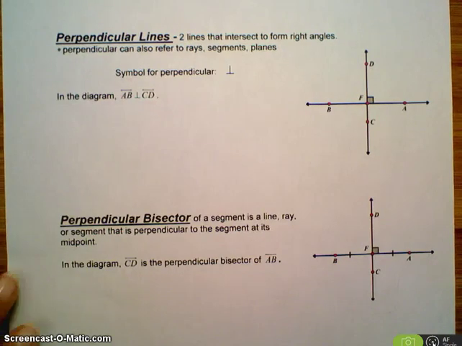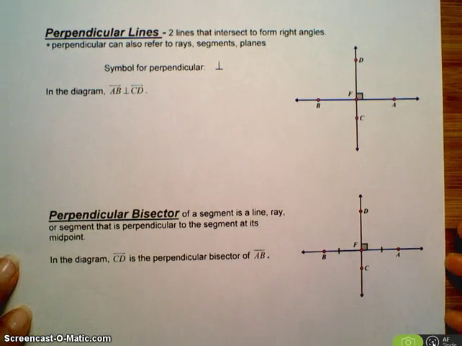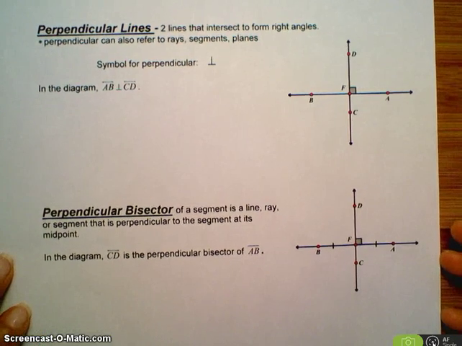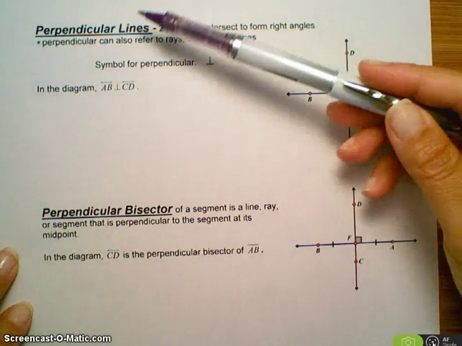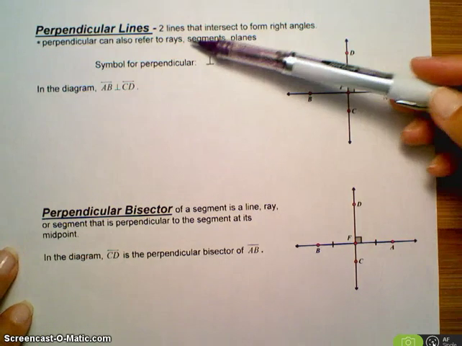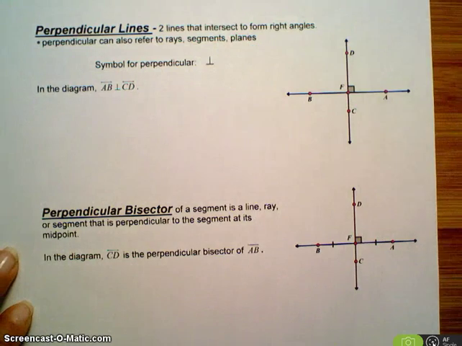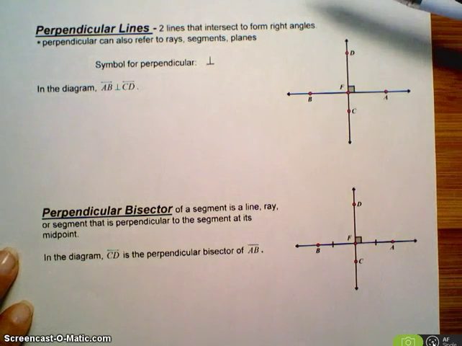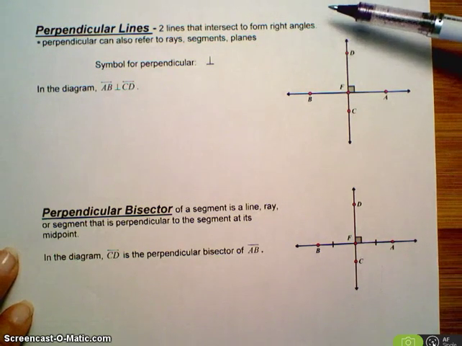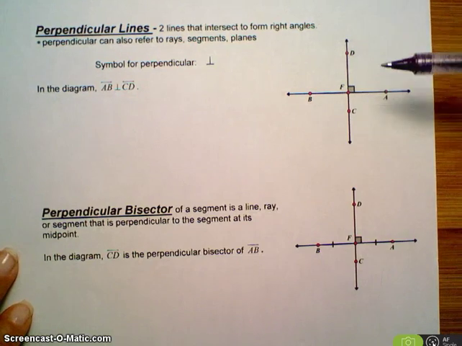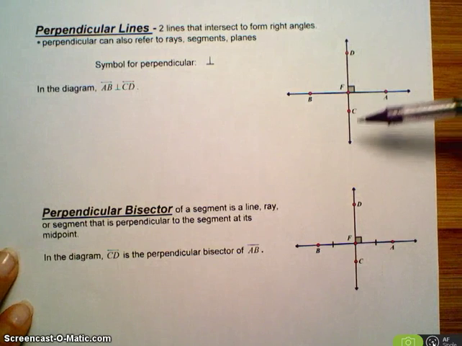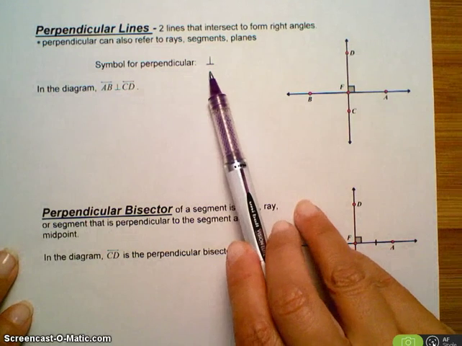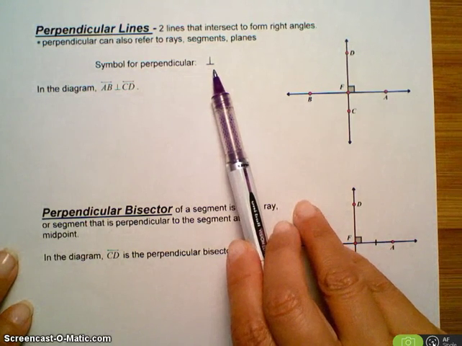Hi, we're looking at page 7's chapter 1, section 6 notes, and there are just a couple of definitions on this page that I wanted to point out to you. The first one is for perpendicular lines. It can also be perpendicular rays or segments or planes. 2 objects are perpendicular when they intersect each other and form right angles. So in this particular diagram, line AB is perpendicular to line CD. The symbol for perpendicular is basically an upside down capital T.